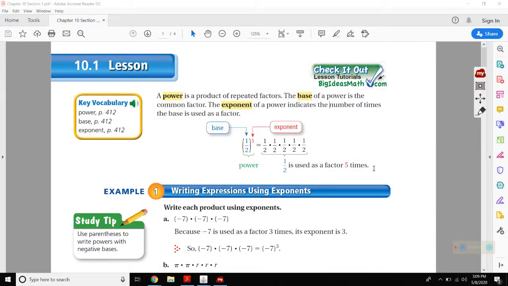Hello, everyone. Today's lesson should be an easy one. We're going to talk about exponents. So let's take a look at what an exponent is and the different parts of an exponent.